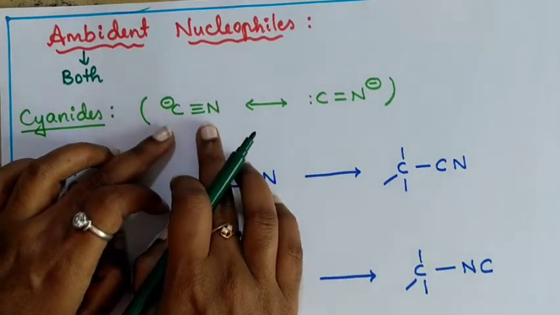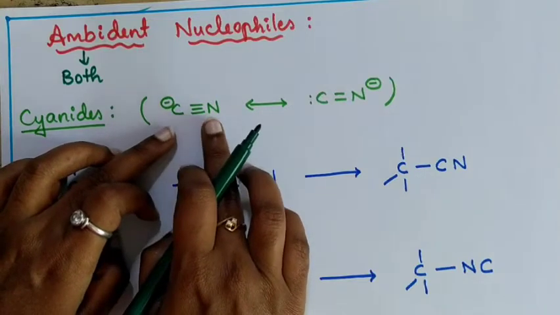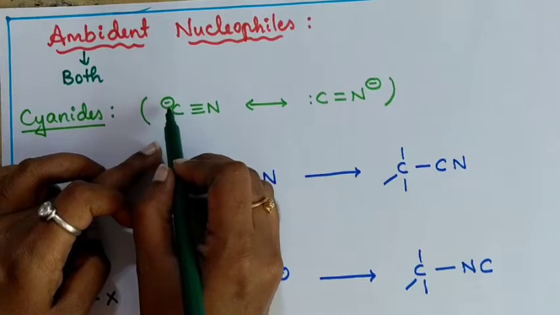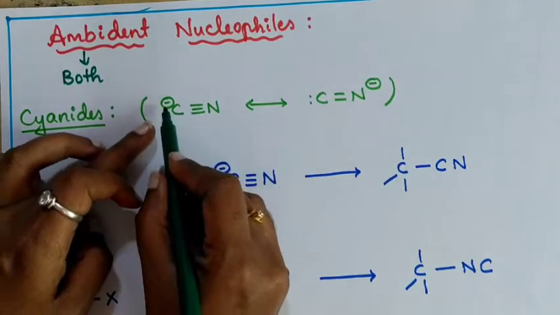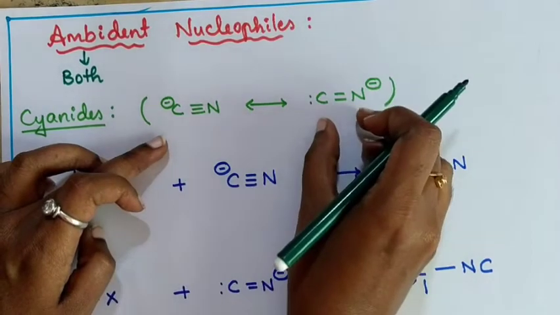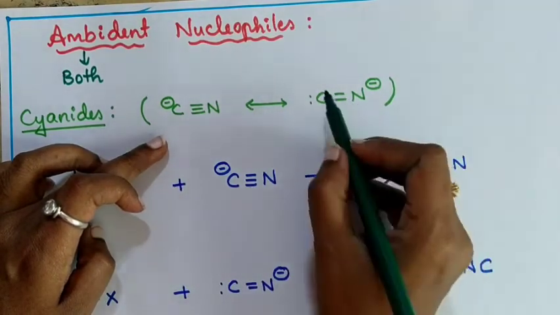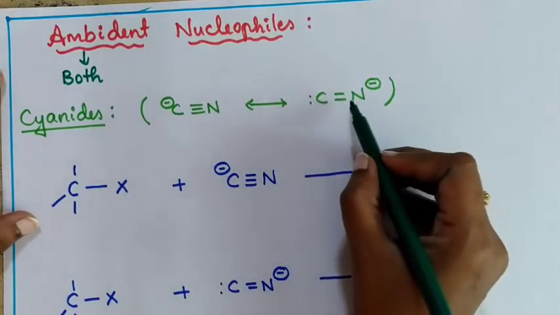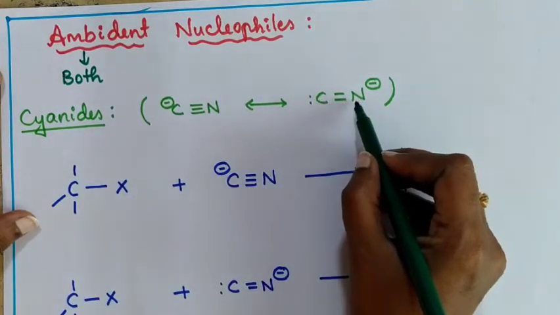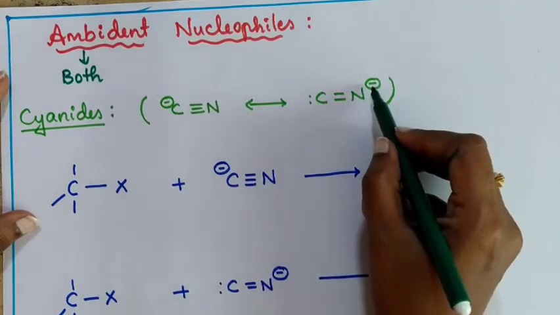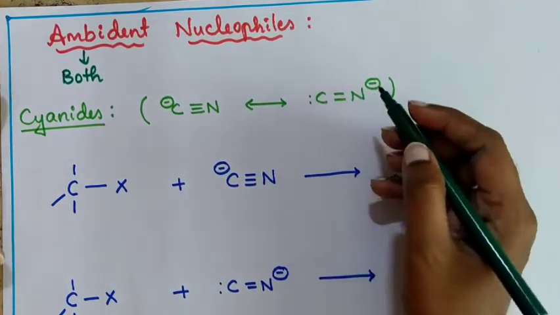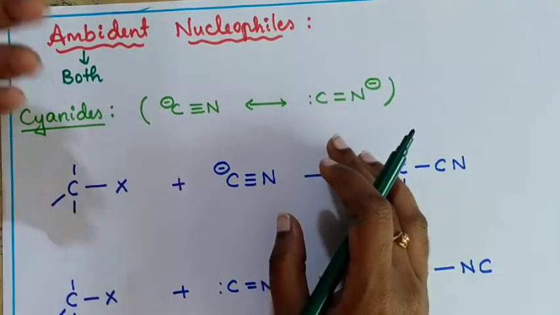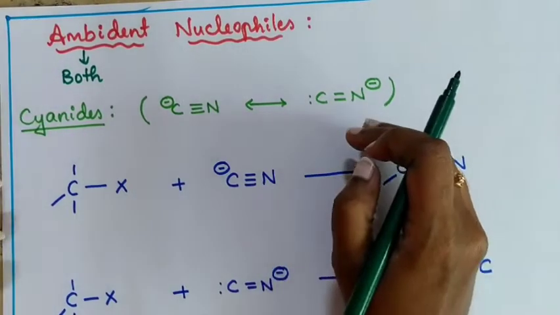In the first form, you can see there is a triple bond between carbon and nitrogen, and carbon is going to be rich in electrons. In between carbon and nitrogen, carbon is going to have a negative charge. And in one more resonance form of cyanide, the electrons are present with carbon in lone pair form, and there is a double bond between carbon and nitrogen. Nitrogen is going to have a negative charge.